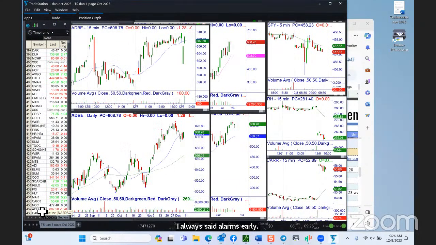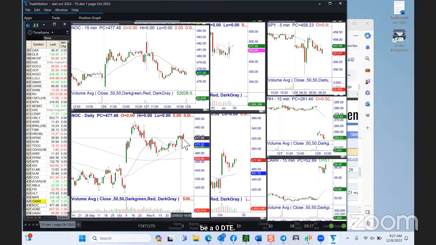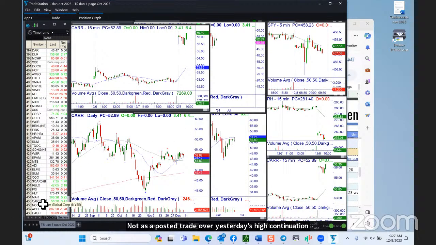Gobi. It's another one that can fail, because you got a void under here. This, negating the gap down, could be a 0 DTE put spread. A knock is a posted trade over yesterday's high. Continuation breakout, and if it triggers, red bar ignored. And car, I don't know if this is earnings or not, but that's an igniting gap breakout. Problem is the gap's too big. I have it here in the bottom right.